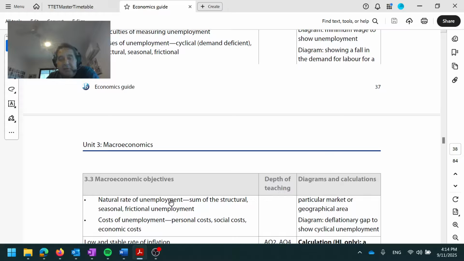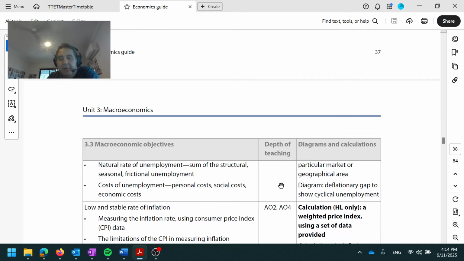I've already mentioned natural rate of unemployment, so that's a sum of structural, seasonal, frictional. Again, that's not implying that unemployment is zero. It means cyclical unemployment is zero. You can use the recessionary or deflationary gap to show cyclical unemployment.